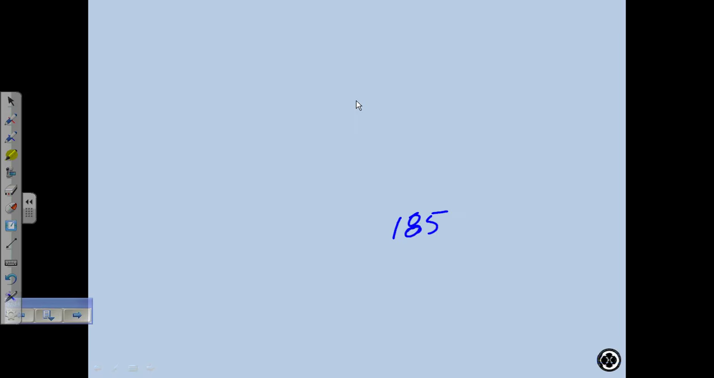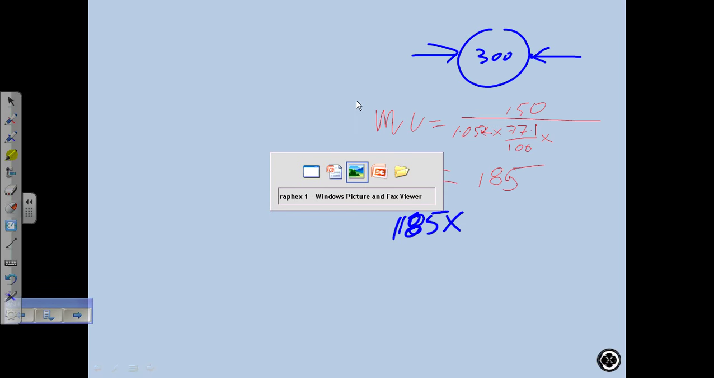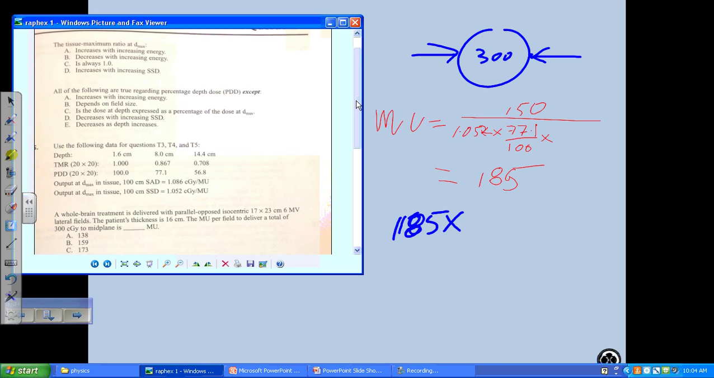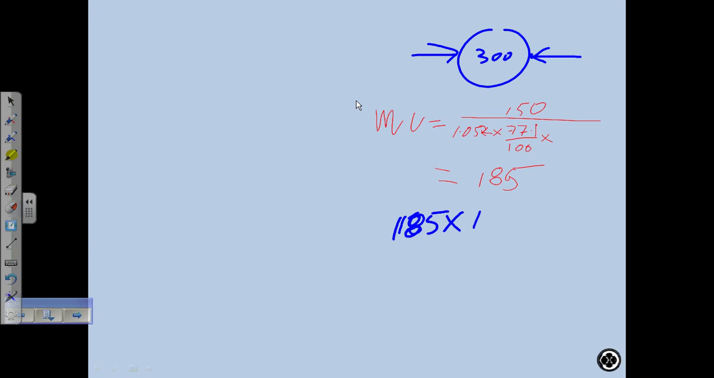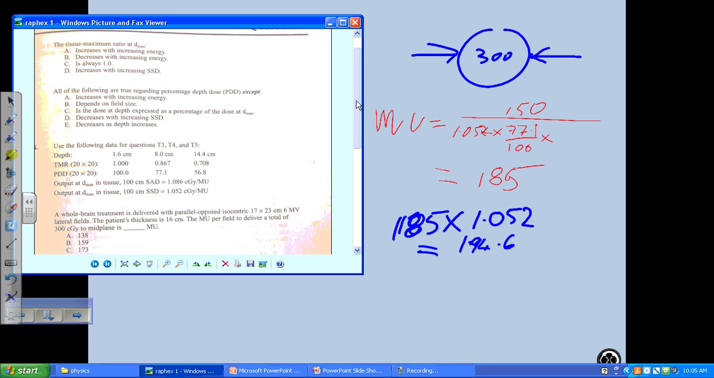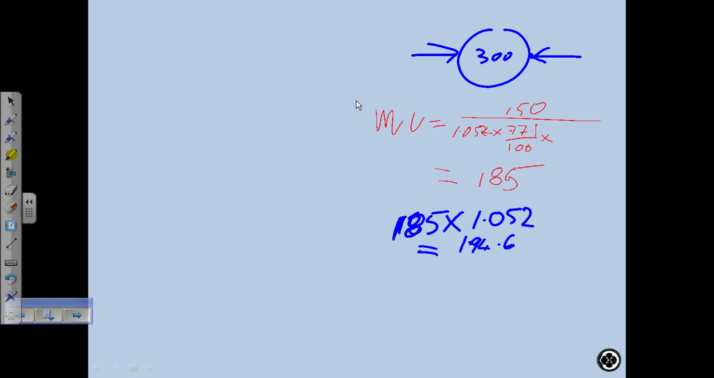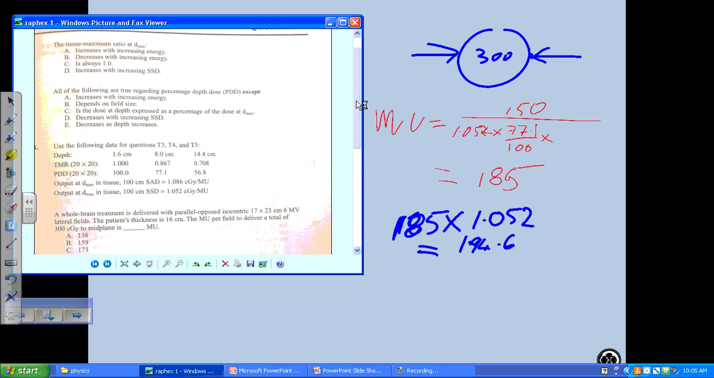times the dose rate. Okay, so that's the dose at Dmax from that one beam. 185. Okay, what about the other beam? The other beam, same MU. Okay, so 185.